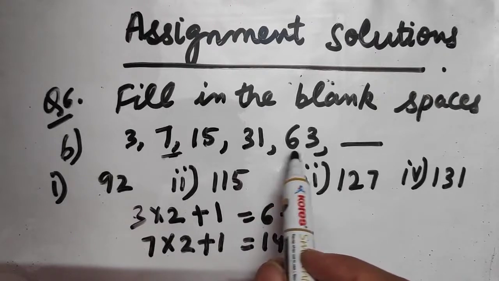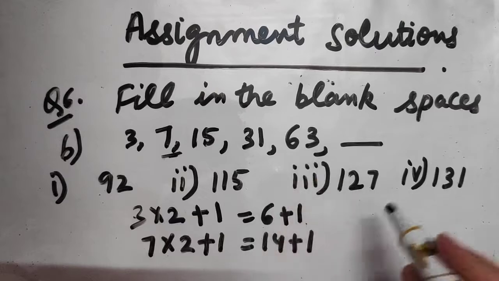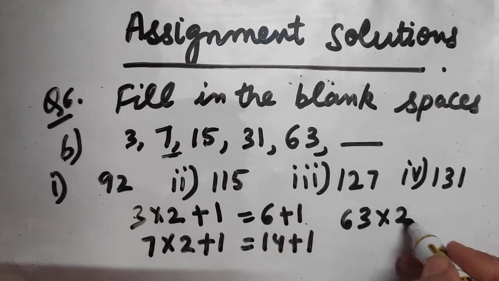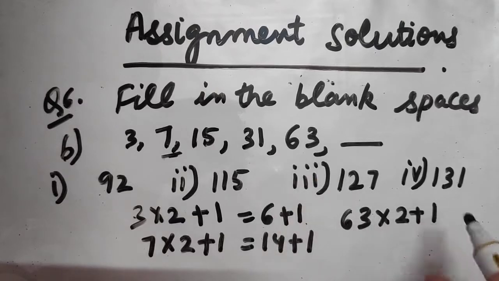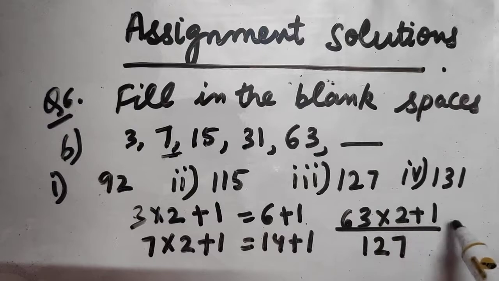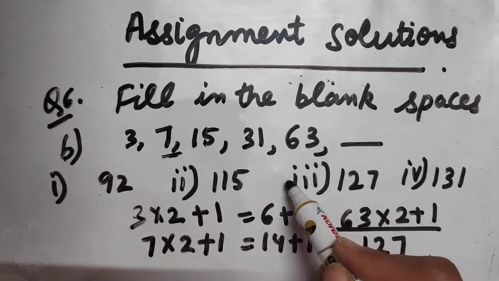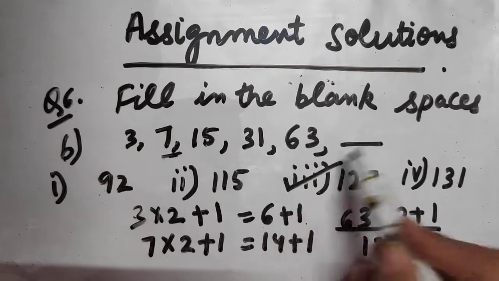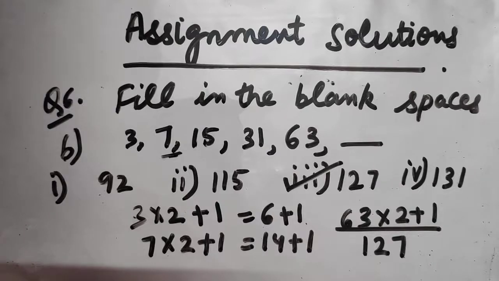Now we are supposed to follow the same pattern, and we need to multiply this 63 by 2 and add 1 to the answer. So the answer comes out to be 127. So 63 into 2 plus 1 is 127. So for question number 6, B part answer is the third option.